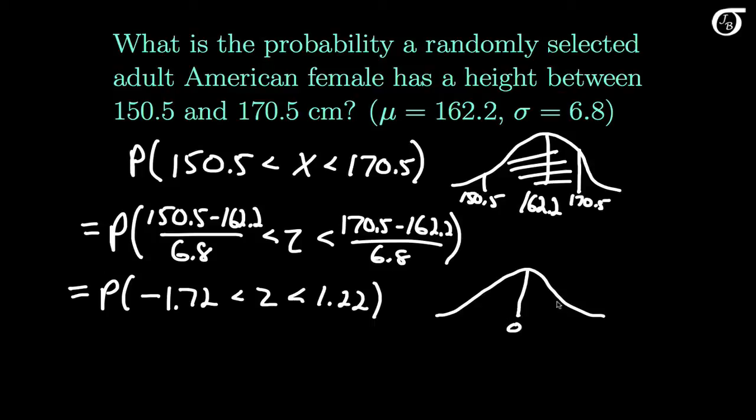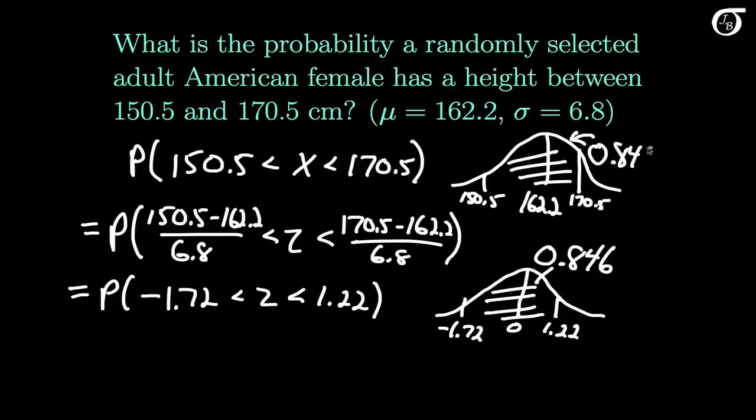So if I were to draw out a standard normal curve and put 1.22 over here somewhere and minus 1.72 over here somewhere, we are looking for this area. I'm going to let you verify for yourself using software or a standard normal table that this area is, to 3 decimal places, 0.846, which implies that this area under the original distribution is also 0.846, and the probability that a randomly selected adult American female has a height between 150.5 and 170.5 centimeters is approximately 0.846.